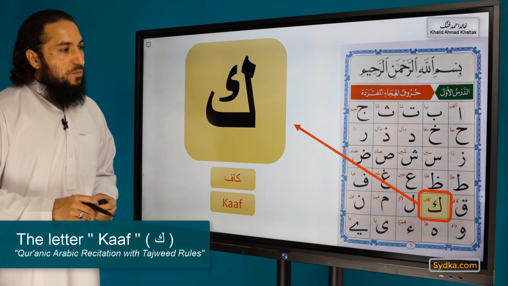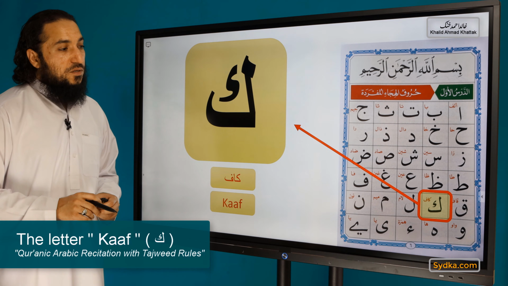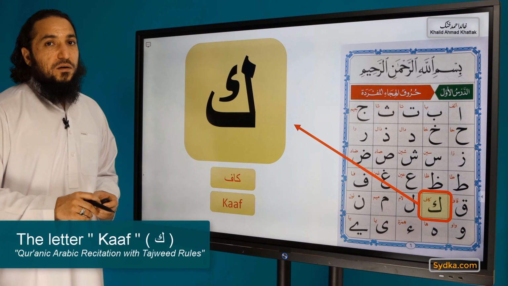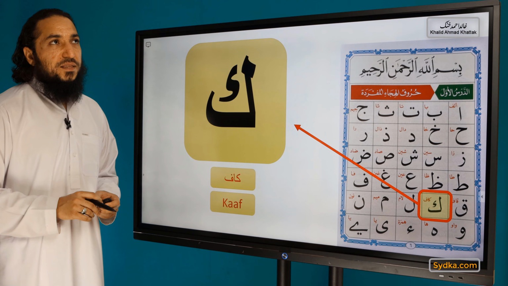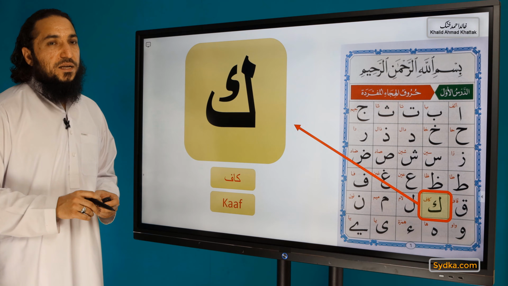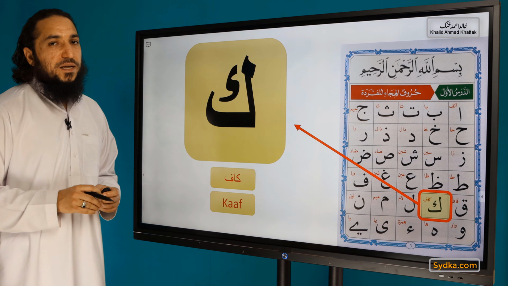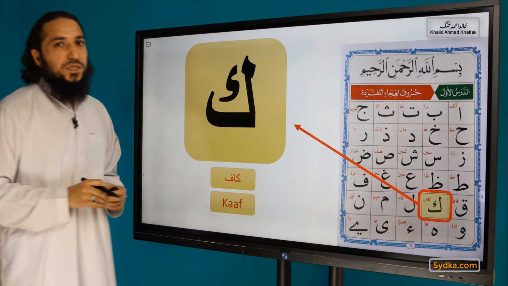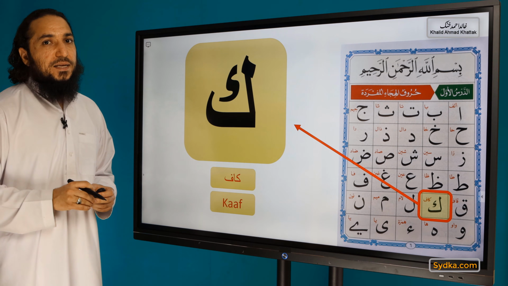In this session, we will be studying another letter of the Arabic alphabet. It is called Kaaf, and the sound is ak. So it's the second part of ak. If you connect the first Hamza Fatha with it, it is ak, ak.